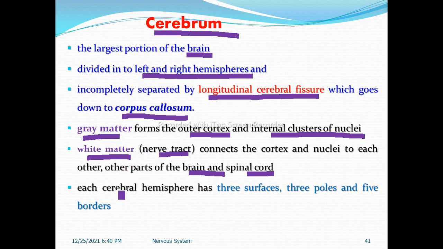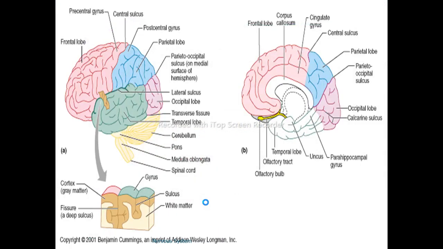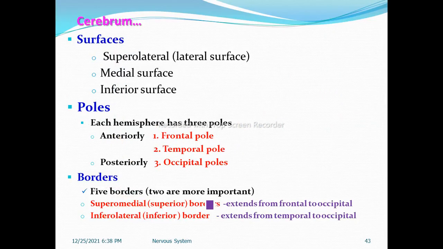Each cerebral hemisphere has three surfaces: supralateral surface, medial surface, and inferior surface. We have three poles: frontal pole, temporal pole, and occipital pole, and five borders, mainly two borders. Let us see the cerebral hemisphere and what we are listing now.